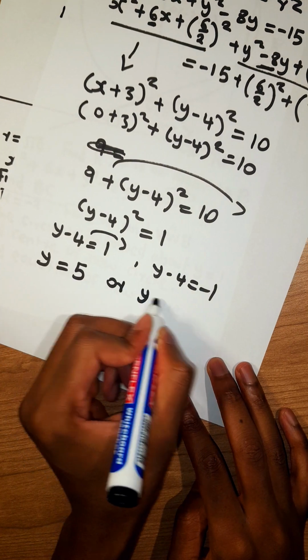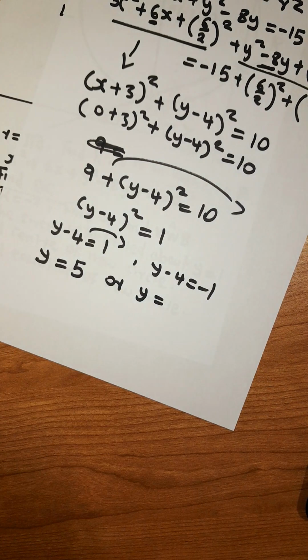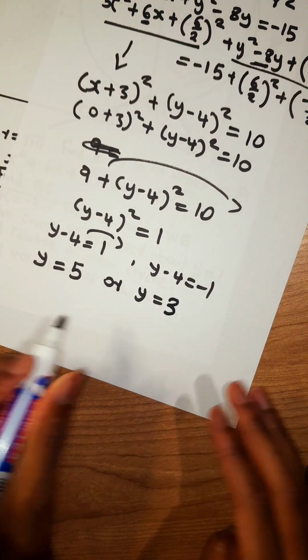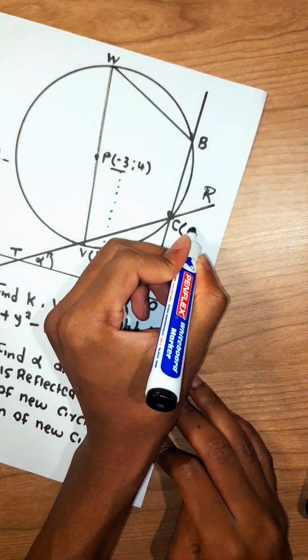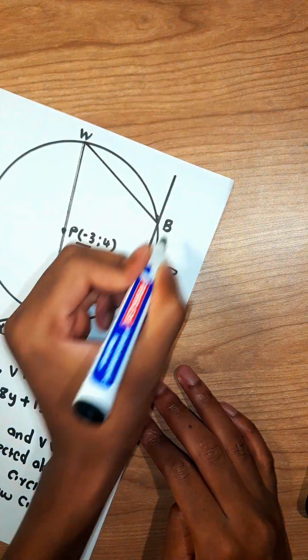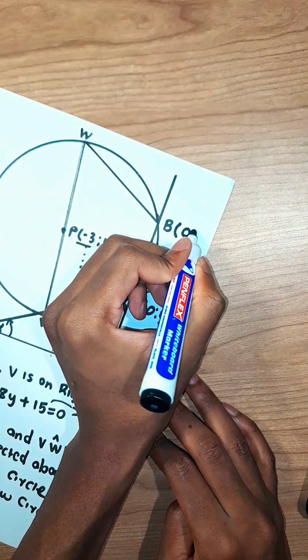And then if you take this one to the other side, you find that your y is going to be minus 1 plus 4. That equals a positive 3. So what does this tell us? This tells us that the value of c is going to be (0, 3). And then the value of b is just going to be (0, 5).